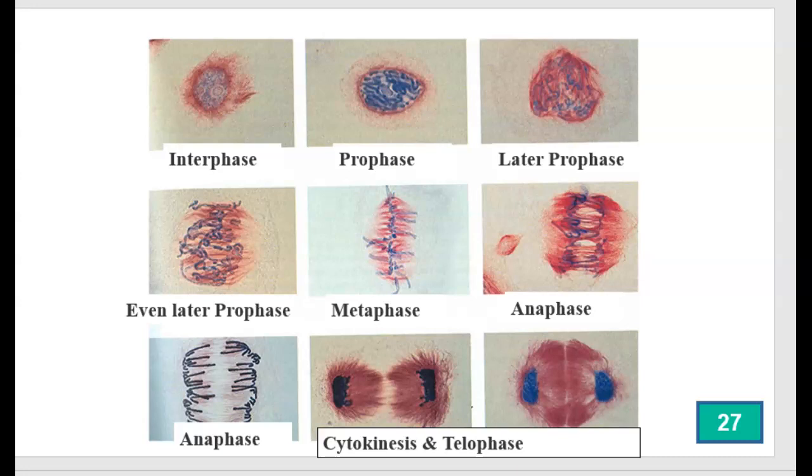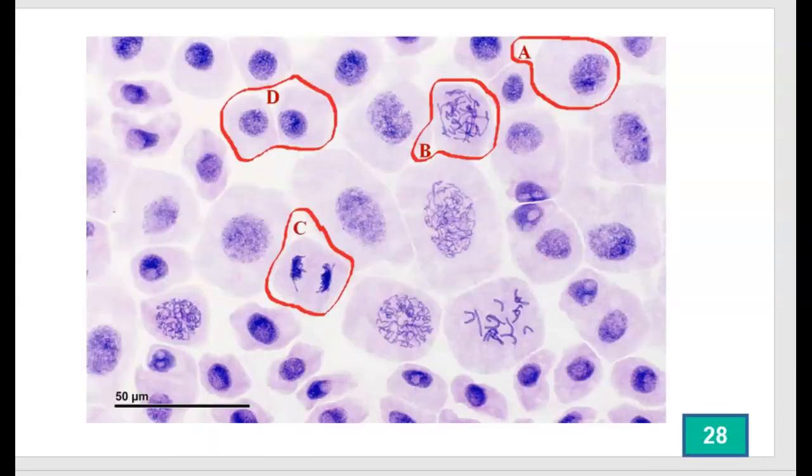So one more practice slide, or two more practice slides. In this slide, I've got some cells circled and I wanted to go through them with you. In A, I'll give you a minute to think about it, but in cell A, what I notice is that I cannot see any DNA and there's a nucleolus visible. So what stage do you think that would be? It turns out it's interphase. Can't tell what stage that cell is in. Interphase is what we call it.